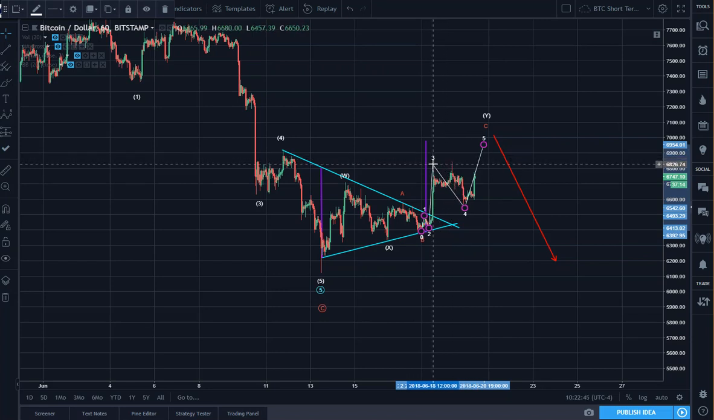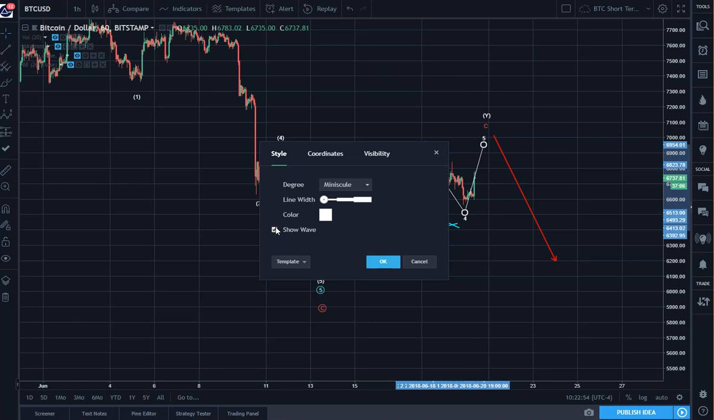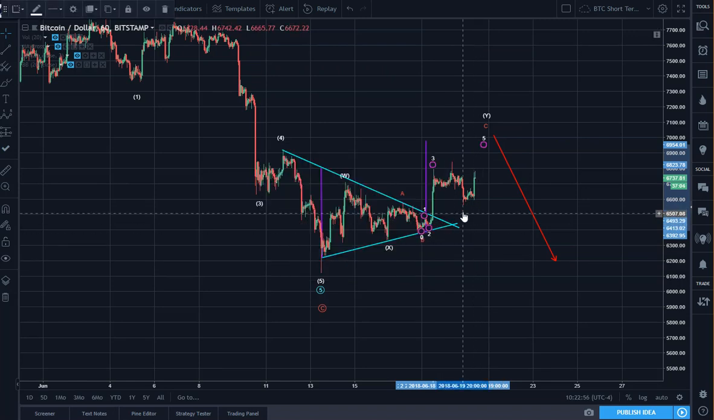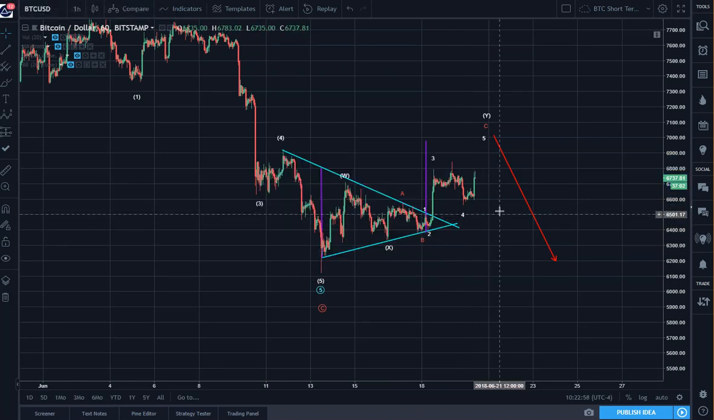Oh, hold on. No, we'll make this an expanded flat. It looks more like an expanded flat. So the expanded flat here would be A, B, and C. The reason why I called it an expanded flat is all of this is so clustered and overlapping. It just doesn't look impulsive on the final 5.